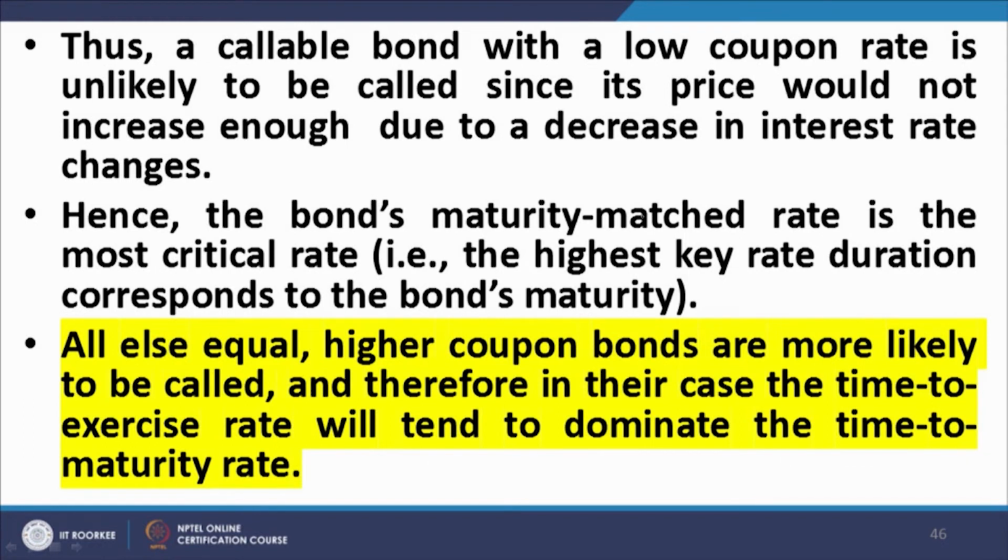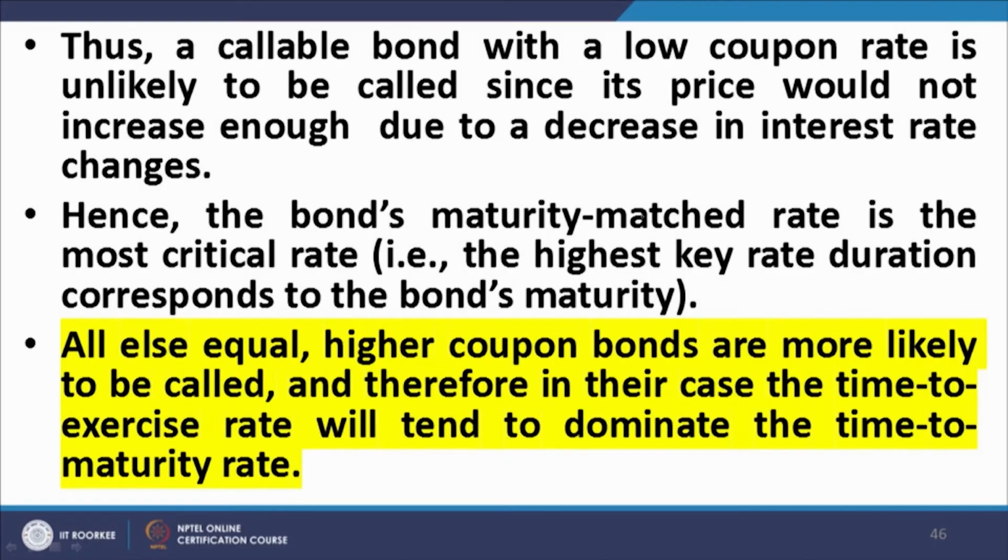In other words, the exercise matched rate will not be very significant because the chances of exercise of the call option are not significant, and therefore, the exercise matched rate would be subservient to the maturity match rate, which will be the most important rate, and therefore, the highest key rate duration corresponds to the bond's maturity.